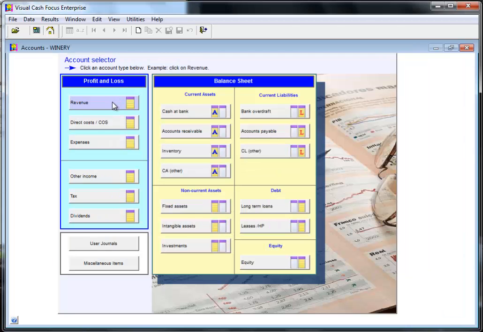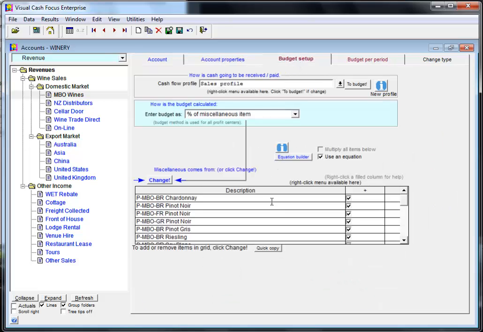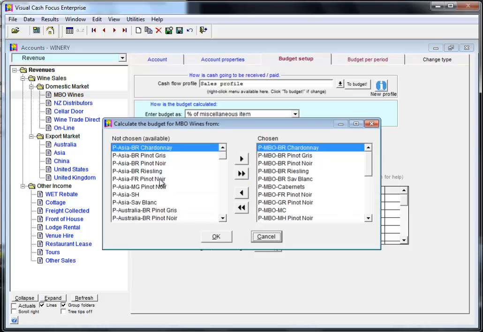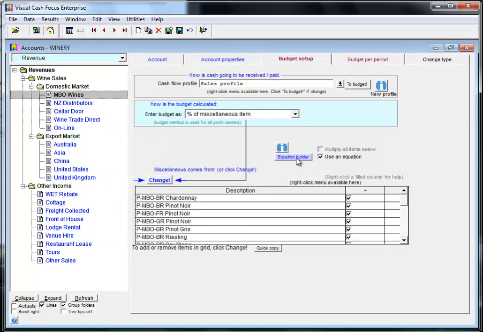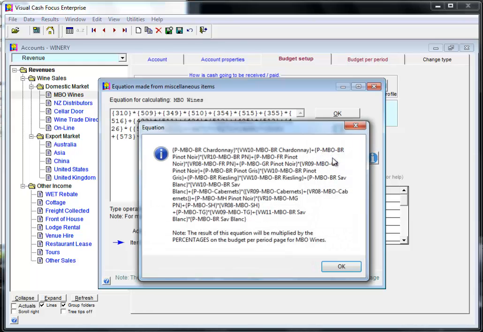If we click Revenues on the account map, we can see that sales are budgeted by domestic and export channels. By clicking on the Budget Setup tab, we can see that each revenue line is based on a set of price and volume drivers. Clicking on the Change button for MBO wines, we can see the pick list of price and volume drivers by variety. Clicking on the Equation Builder, we can see that the respective price and volume combinations are multiplied out to calculate the revenue figures.